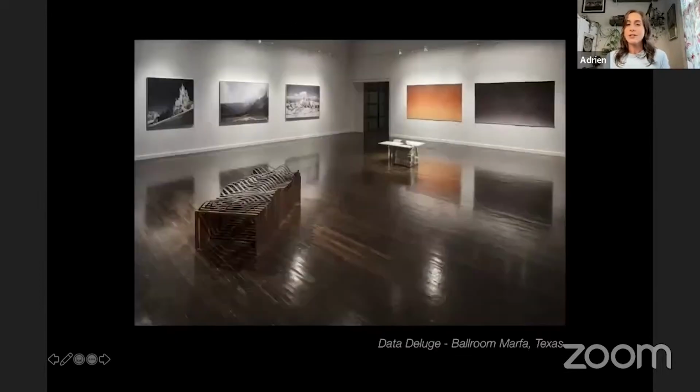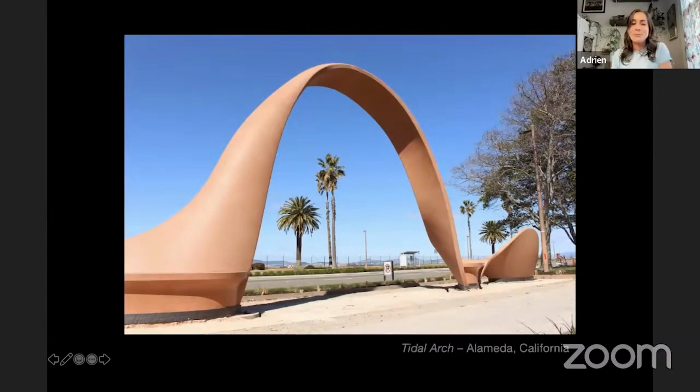Here's an installation view of that work along with some other data works by other people at a show a while back called Data Deluge in Texas. So that was the beginning of my diving into data from an adjacent, different field in furniture design. But I am very much interested in some of the same things now.